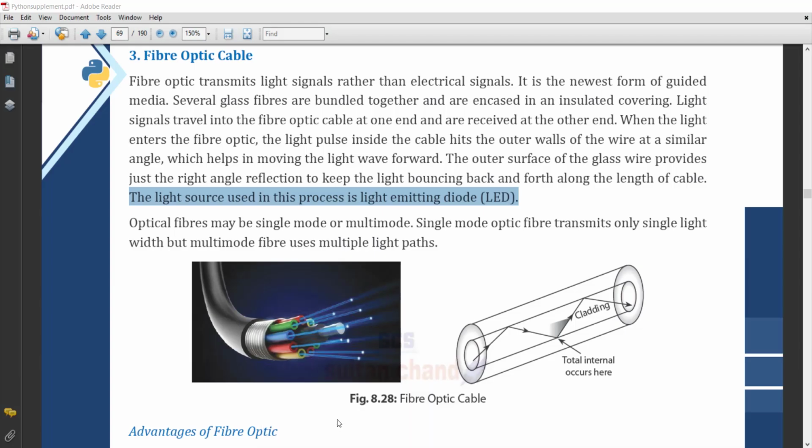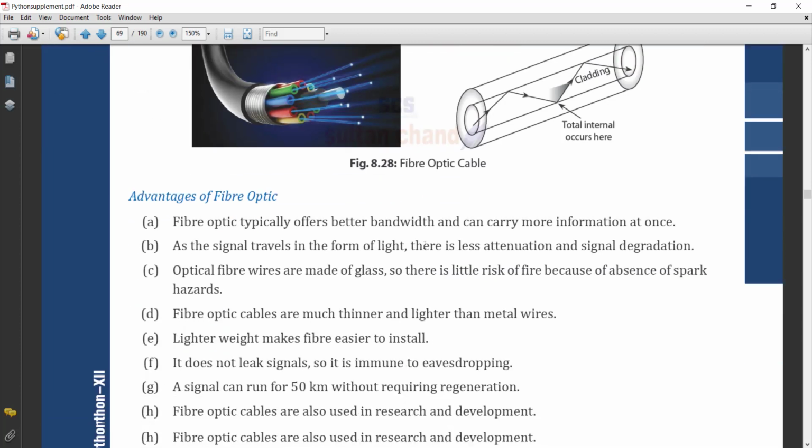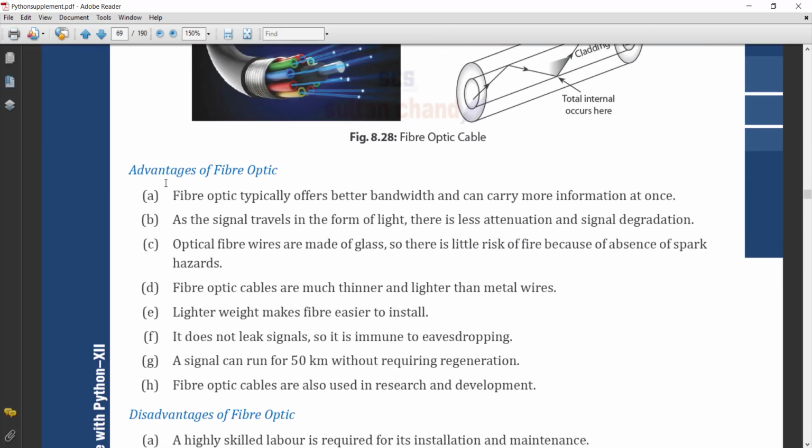Now let's see its advantages. So now you write the side heading, advantages of fiber optic. So first, fiber optic typically offers better bandwidth. So its bandwidth is higher compared to coaxial and also twisted pair. So it provides higher bandwidth compared to other cable.